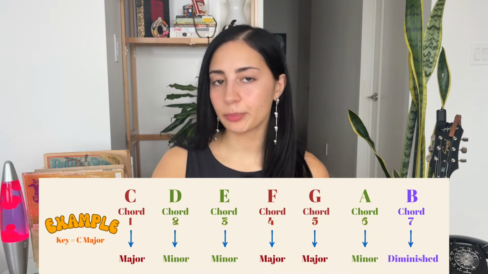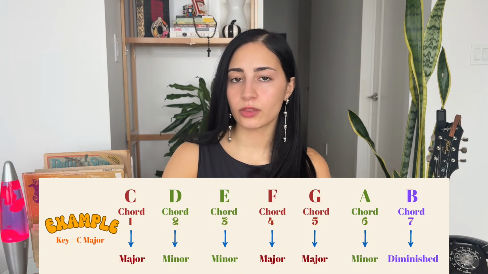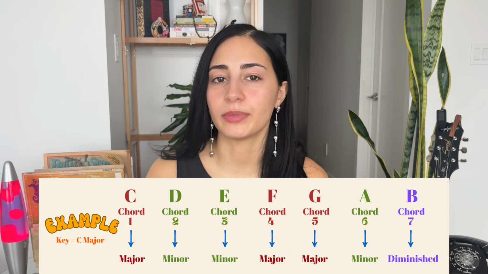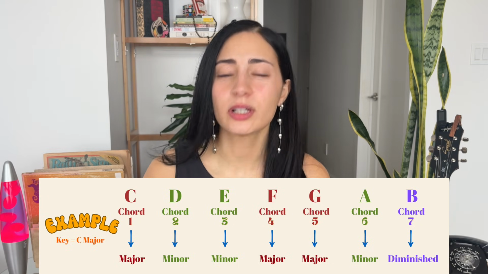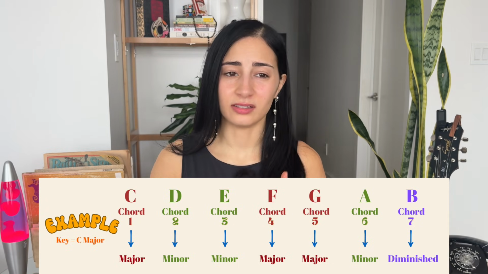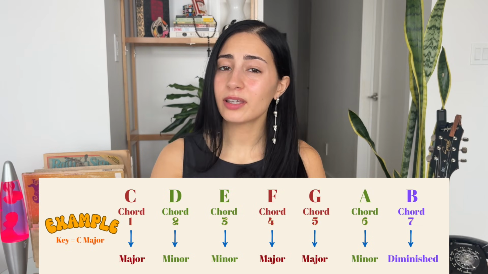So anyways, the 1 chord would be C major, the 2 would be D minor, the 3 would be E minor, the 4 would be F major, 5 would be G major, the 6 would be A minor, and the 7 would be B diminished.